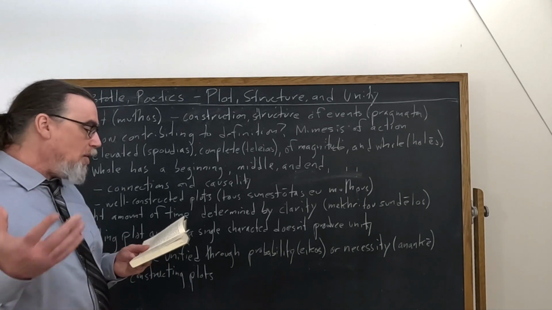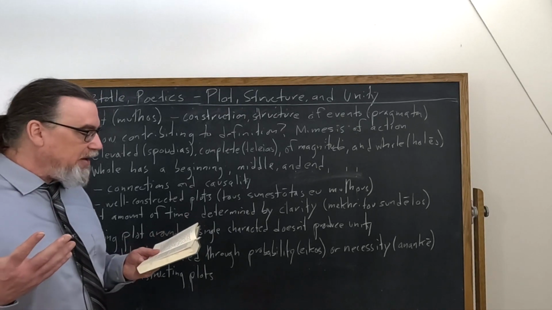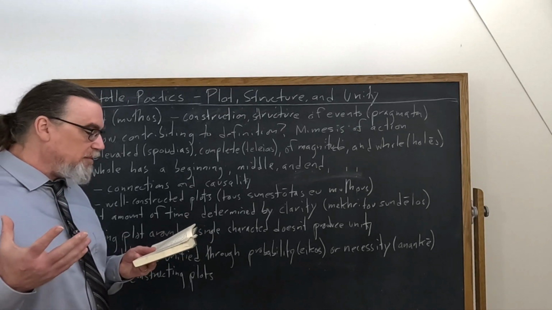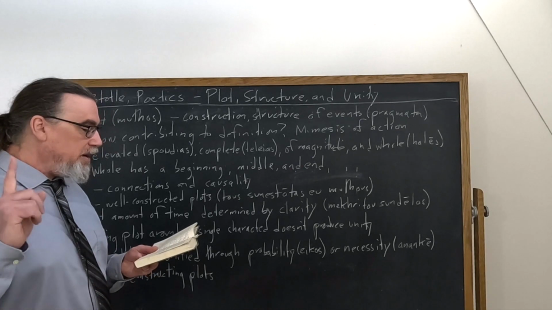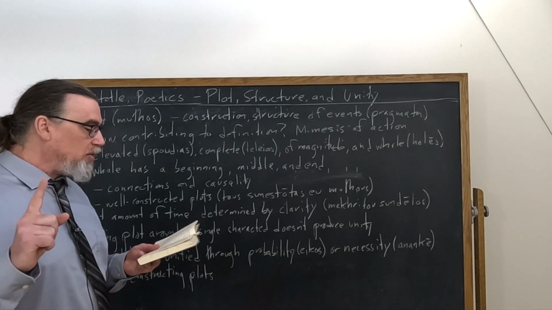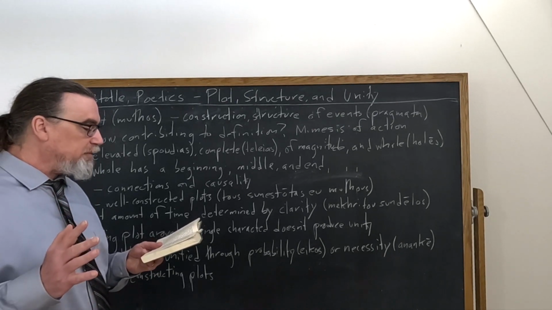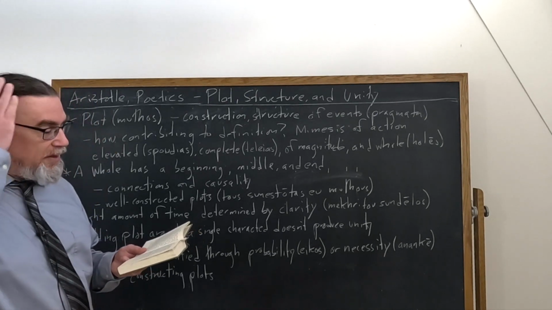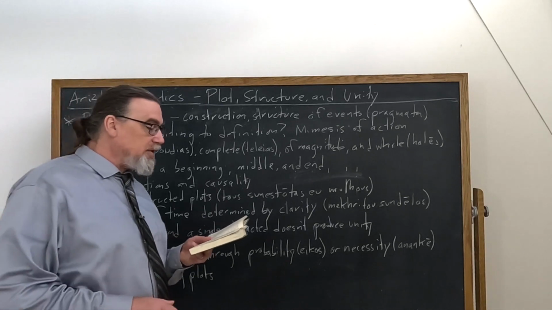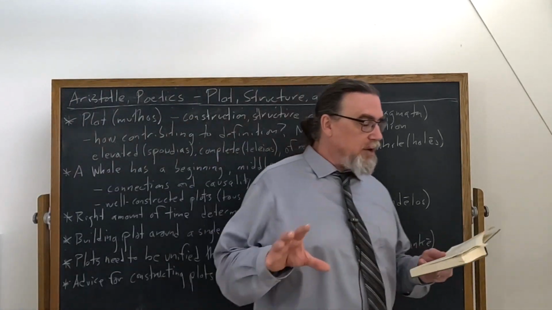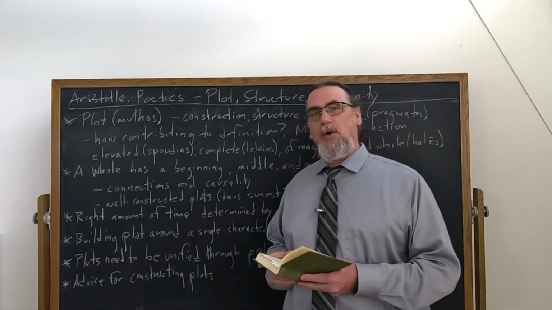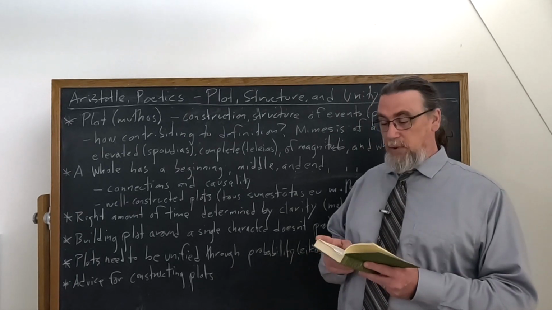So he says, how long should this be? The size which allows a transformation to occur, now notice this, in a probable or necessary sequence of events, from adversity to prosperity or prosperity to adversity. That is a sufficient limit of magnitude. And we're going to come back to this probability or necessity in just a bit.